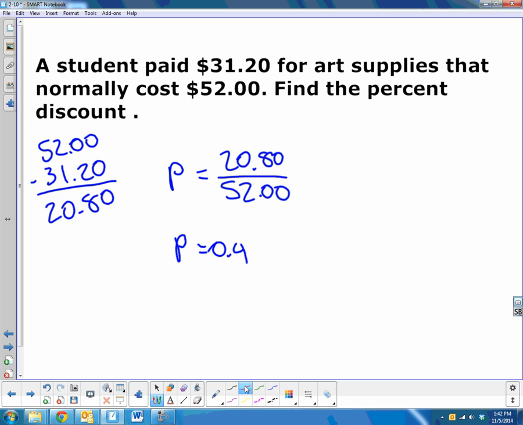But again, we got to change that to a percent. So we go to the right, and we get 40%. The percent discount, they got 40% off, which is a little less than half. So they paid a little over half, which, yeah, if they paid $31 for a $52 item, that's a little over half. So they got 40% off.